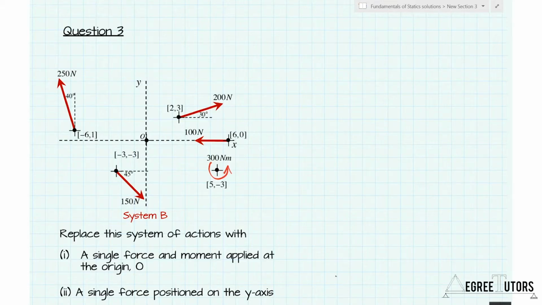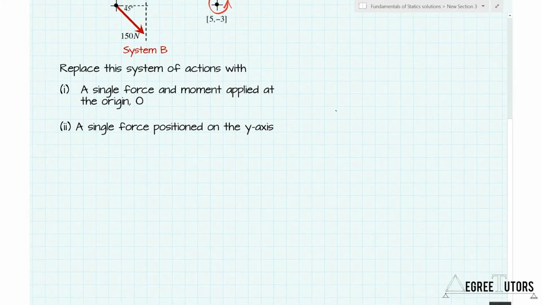Okay, this question is very similar to the last question. The only difference in this case is that we have forces or a collection of forces and moments in all four quadrants of our coordinate system. So again, we want to replace this system with, in the first instance, a single force and a moment applied at the origin, and then a single force positioned along the y-axis this time rather than the x-axis.